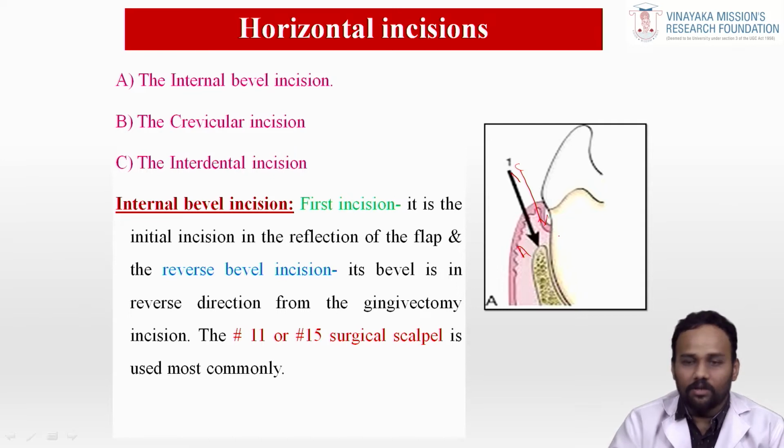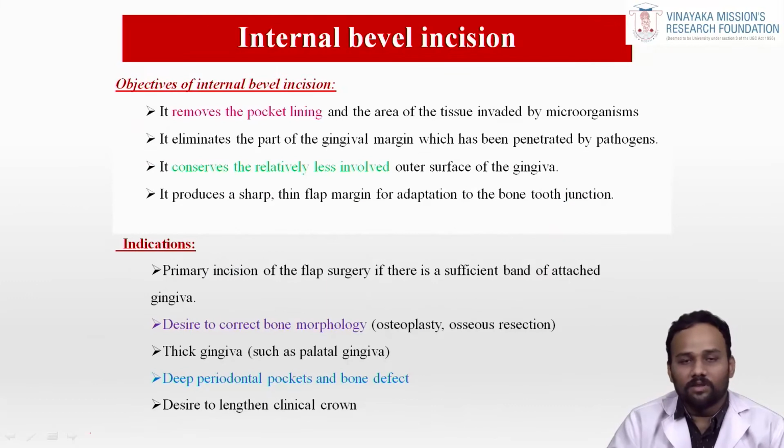The most commonly used blades are number 11 and number 15 surgical scalpels. The main objective of the internal bevel incision is to remove the pocket lining, eliminate the pocket part of the gingival margin, and conserve the relatively less involved outer surface of the gingiva. It is indicated as the primary incision of flap surgery if there is a sufficient band of attached gingiva and it is decided to correct bone morphology, in case of thick gingiva.